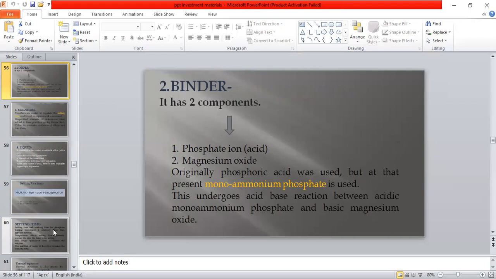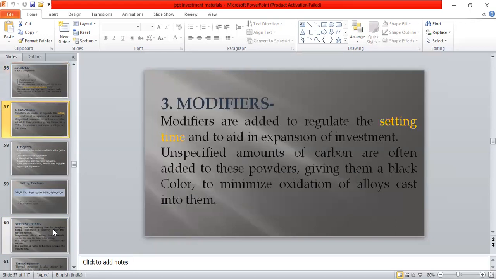So this undergoes an acid base reaction. Here the acid base reaction occurs between the acidic form of the phosphate ion and the magnesium oxide, that is the basic form. That's why it forms the acid base reaction between the acidic mono ammonium phosphate and the basic magnesium oxide. Then next comes the modifiers. Modifiers are added to regulate the setting time and to aid expansion of the investment. Here carbon is what we are using as the modifier in phosphate bonded investment material.